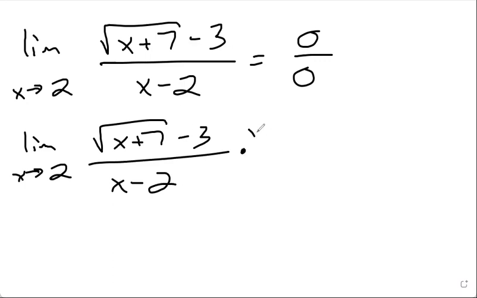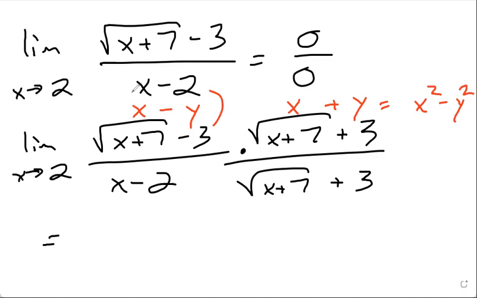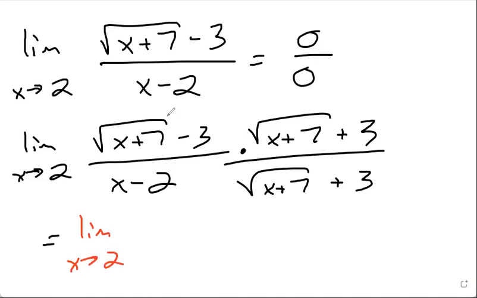So I'm going to multiply by the square root of x plus 7 plus 3, the square root of x plus 7 plus 3. And when doing so, that's equivalent to doing a difference of squares, like x minus y times x plus y will give you x squared minus y squared, because it's just two pieces of a difference of squares. In this particular case, though, let me get that out of the way so it doesn't confuse you. Hopefully it didn't. You're going to have the limit as x approaches 2 of the first term squared, x plus 7, minus the second term squared, 3 squared is 9.